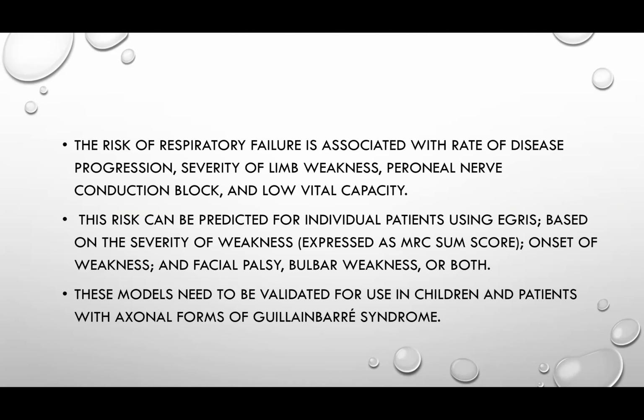The risk can be predicted for individual patients using a risk score based on severity of weakness, onset of weakness, and facial palsy, bulbar weakness, or both. These models need to be validated for use in children and patients with axonal forms of GBS.